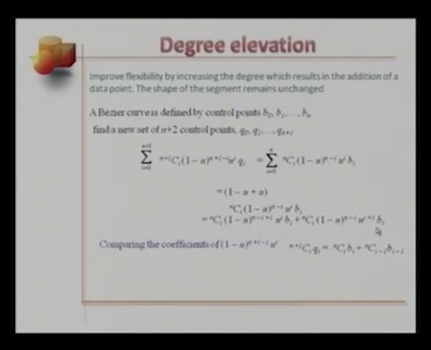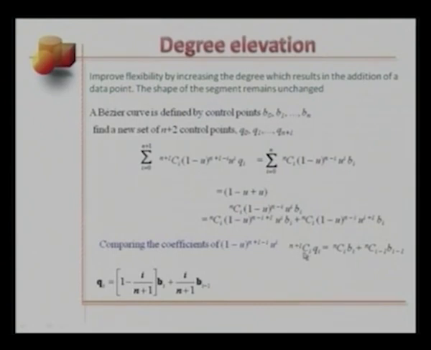And from here, it may not be apparent as of now, but if you try to change the index i to i minus 1, this will become i minus 1 plus 1, which is i, and this will become n minus i plus 1. So there we have this expression also contributing a term, and that term will be n combination i minus 1 times b sub i minus 1. You can work the algebra out.